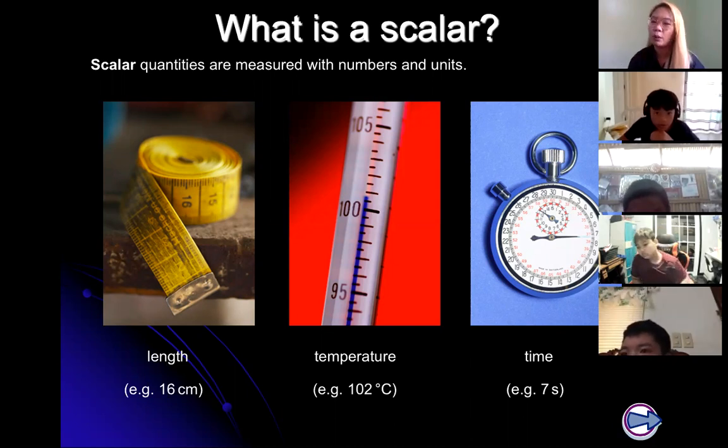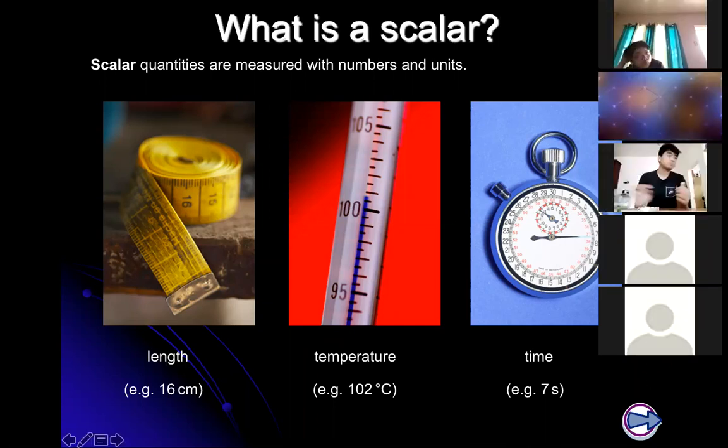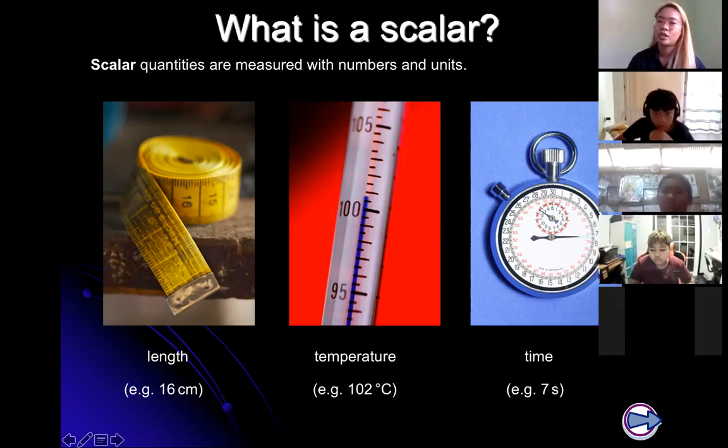Or for example, you bought a 1.5 liter of Coke. So 1.5 liter is a scalar measurement for volume. You have the number 1.5 and the unit of measurement is in terms of liters. Okay, so all of those are scalar quantities.